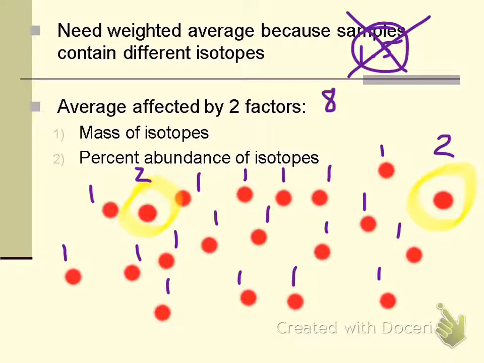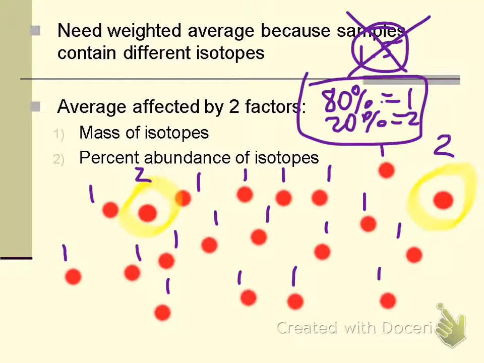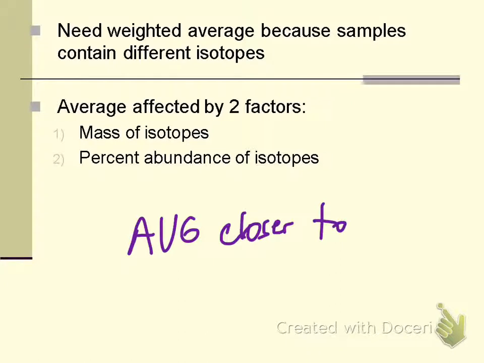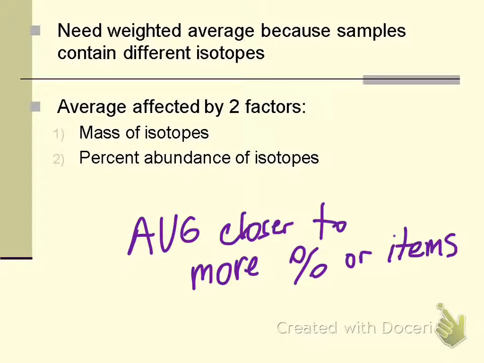If I told you that 80% of the ones in here were 1 and only 20% were 2, does that help us find the average? Kind of. So what's the average then? Is the average closer to 1 or is the average closer to 2? Closer to 1. And why would you say that the average is closer to 1? There are more 1s. So the average is closer to what you have more of, more percent or items. So if I have a lot of 1s, we would expect the average to be very, very close to 1.